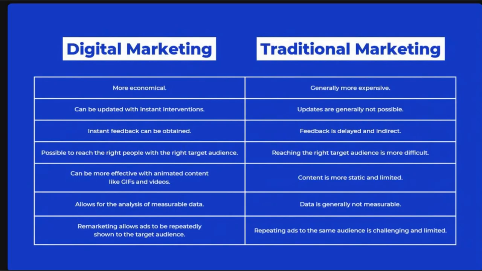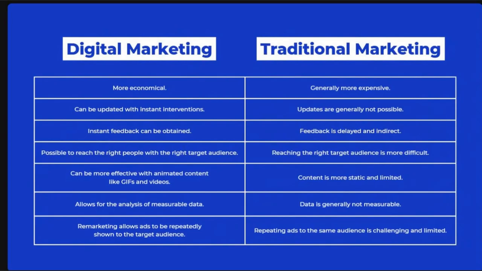Under digital marketing, you get updated with instant interactions, that is the comments, unlike traditional marketing where people see your billboard, but there's no way you get feedback. You don't know what they're saying about your billboard. But through digital marketing, instant feedback can be obtained. We have comment sections, we have personal DMs. But under traditional marketing, feedback is delayed and indirect. You don't get to see what people are saying about your product because there's no possible way for them to give you feedback.